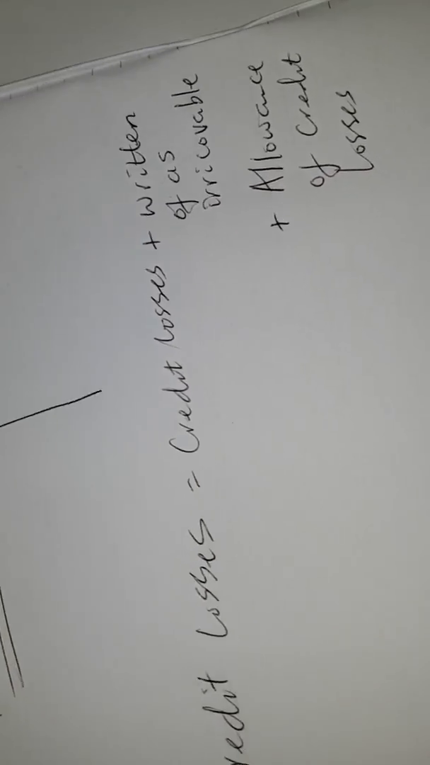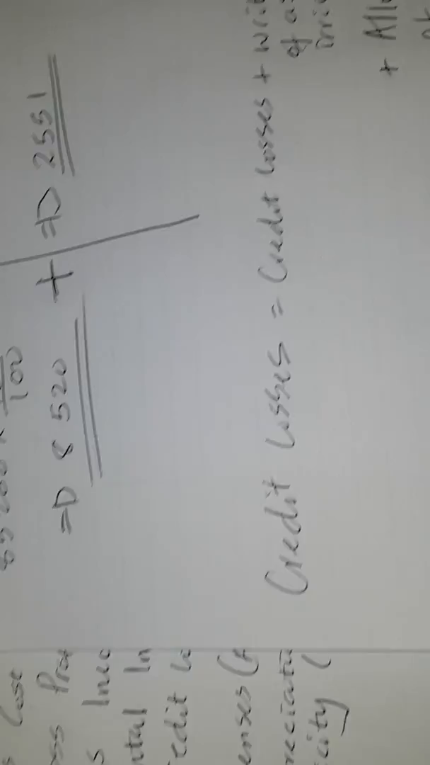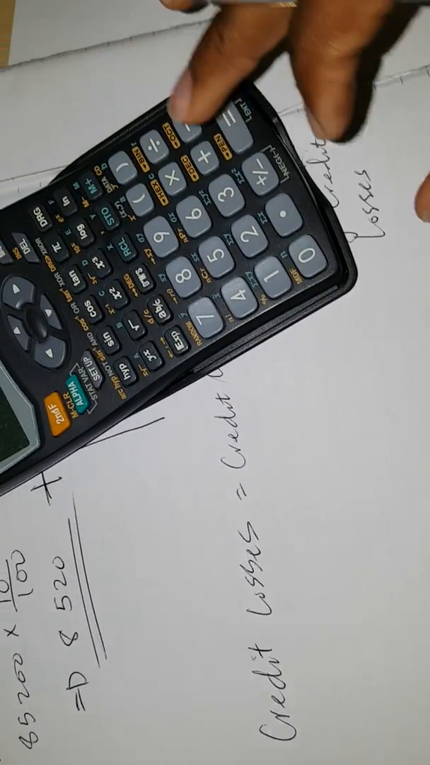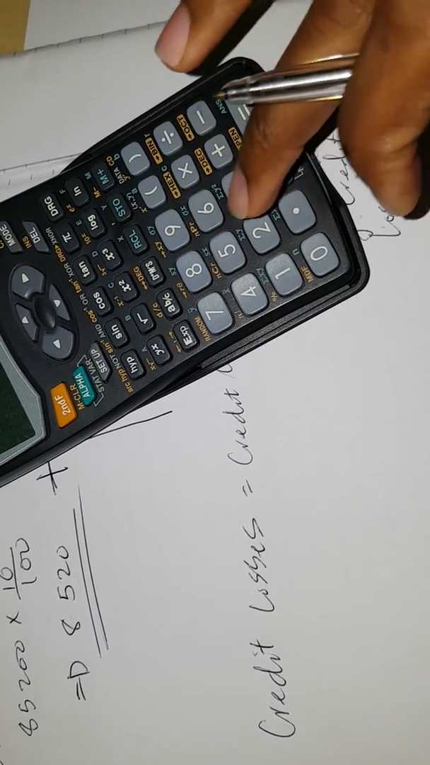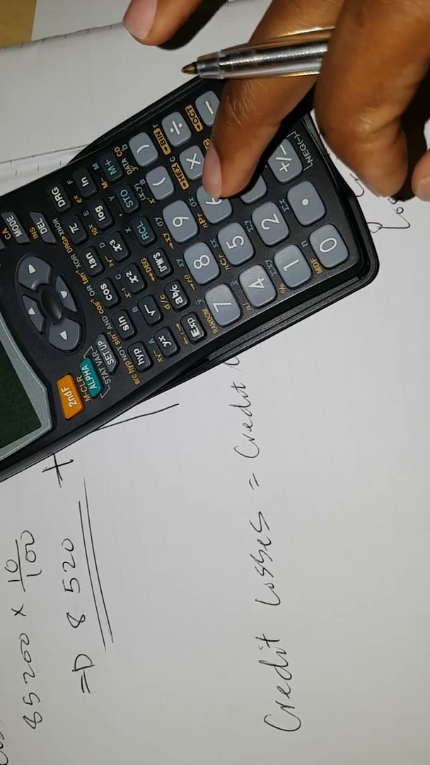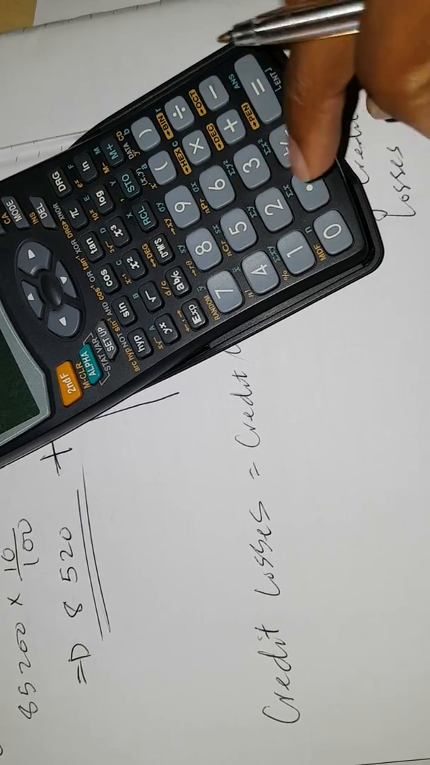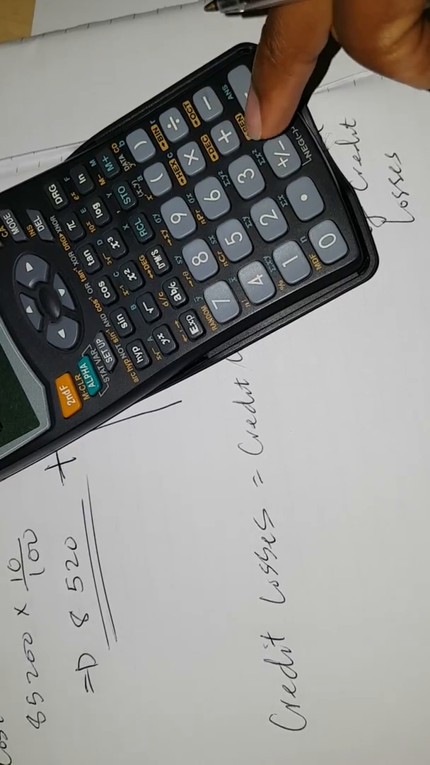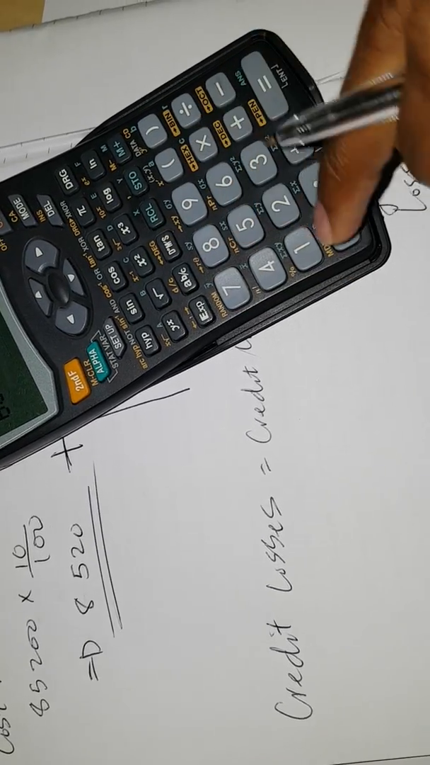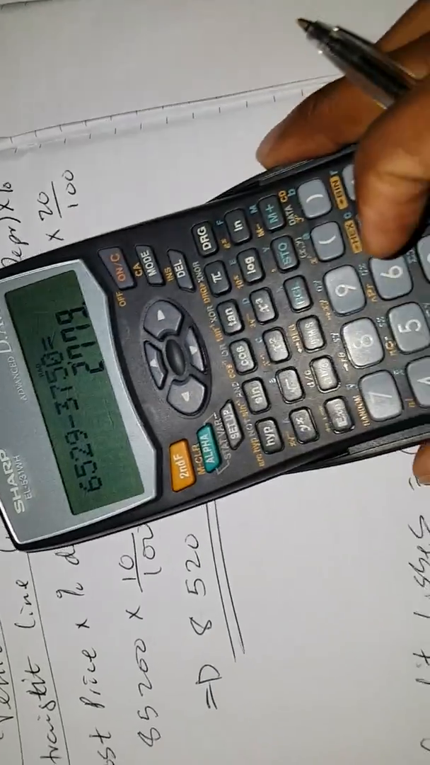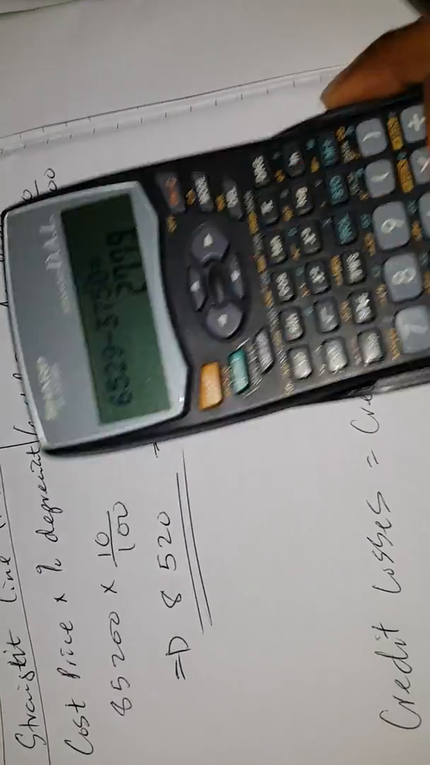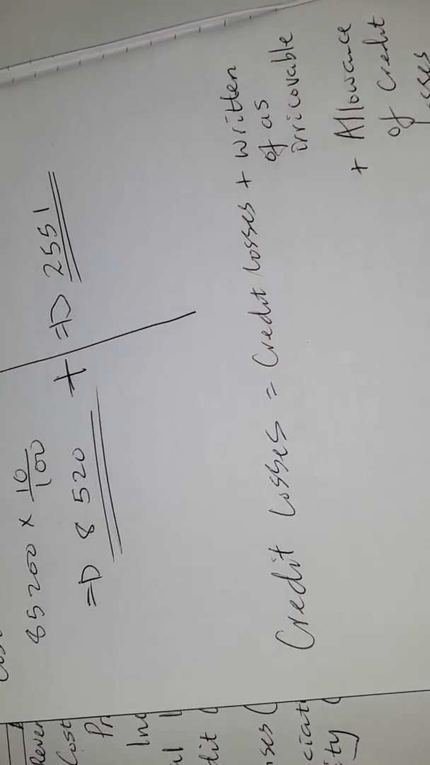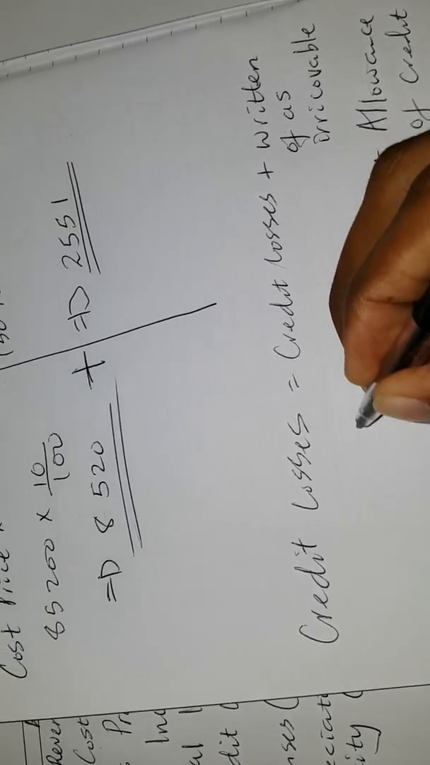3,750. Okay, now how much can you get only for allowance here? I'm gonna say 6,529 minus 3,750, and then I got the difference of 2,779. It's 2,779. So let's get started now.